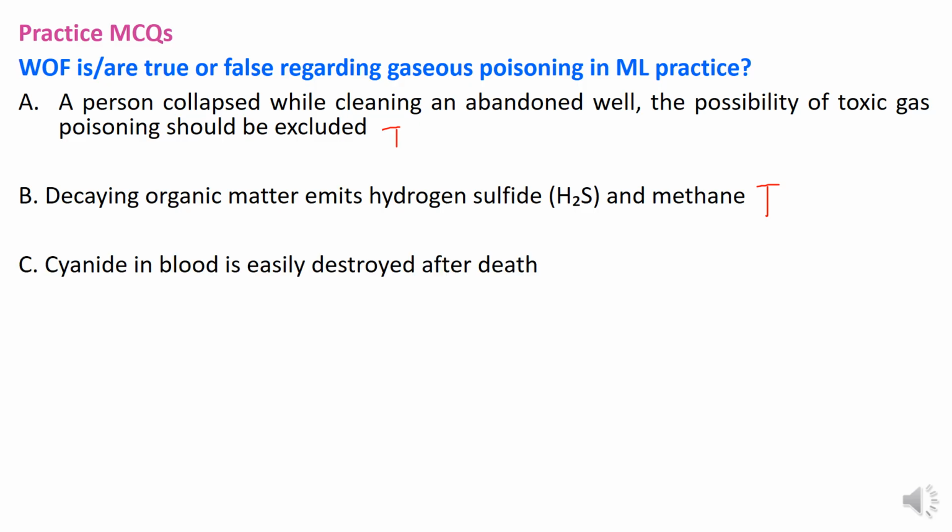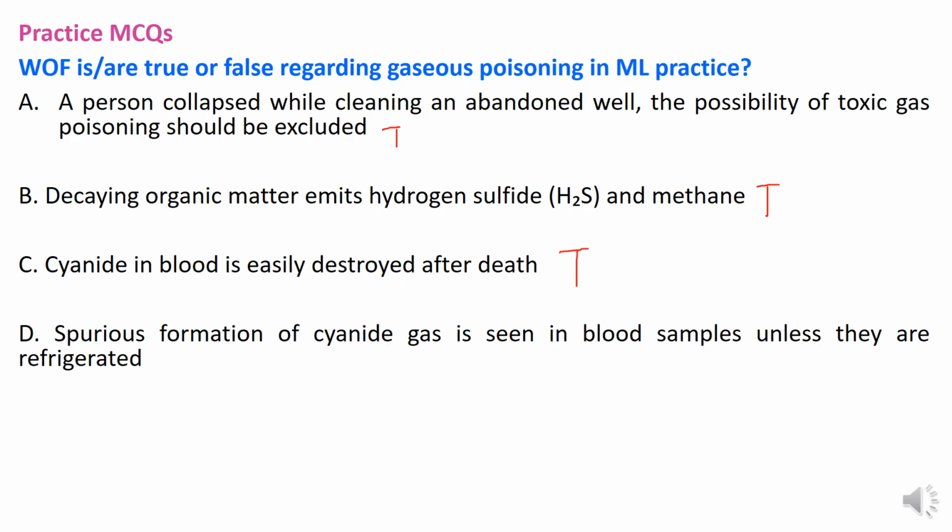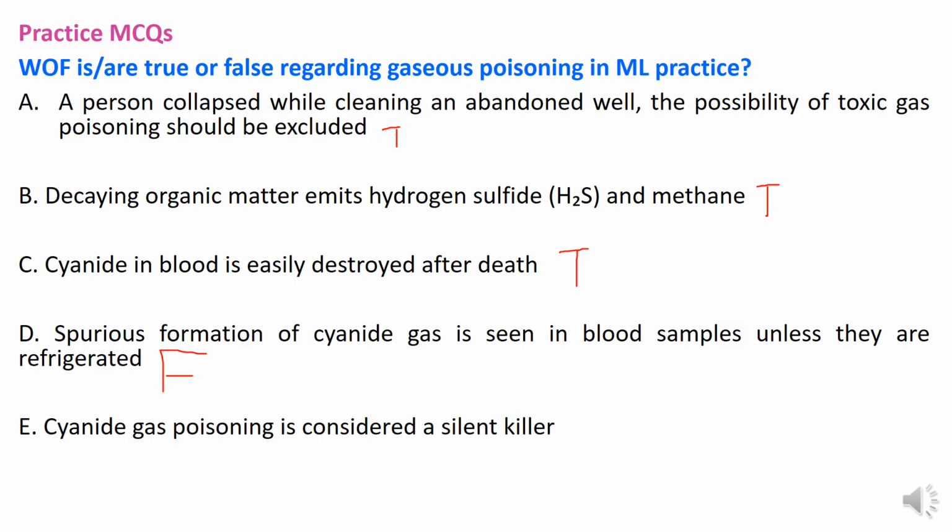Cyanide in blood is easily destroyed after death. Yes, we described it, when compared to carbon monoxide. Spurious formation of cyanide gas is seen in blood samples unless they are refrigerated. Yes, we described it, right? So cyanide is easily destroyed and also artificially produced. As a result, you have to protect the sample with additives, and also you have to refrigerate the sample as well.